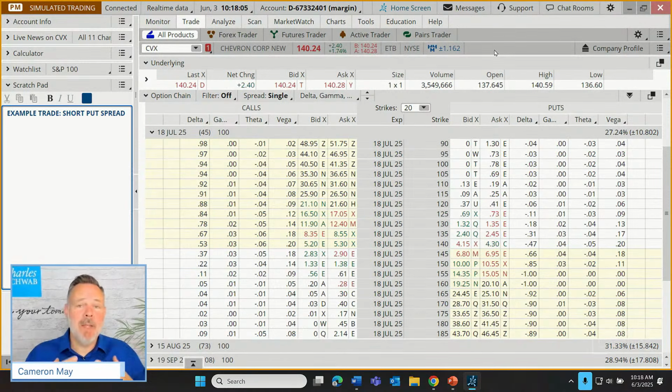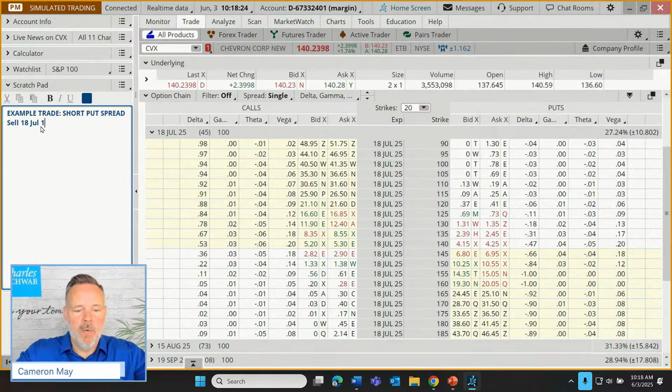It's where a trader is accepting a payment from somebody else out there in the options trading universe. So the payment is the driver of the trade. It's the motivation for the trade, but it comes with an obligation. Here's what this one's going to be. We're going to look at selling maybe that 135 put. So let's look to sell the 18th of July, 135 put.